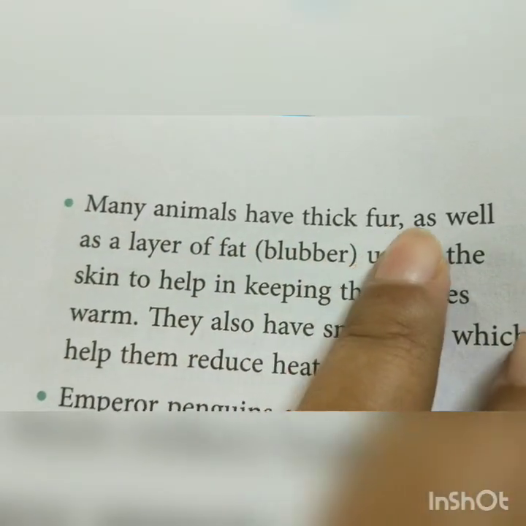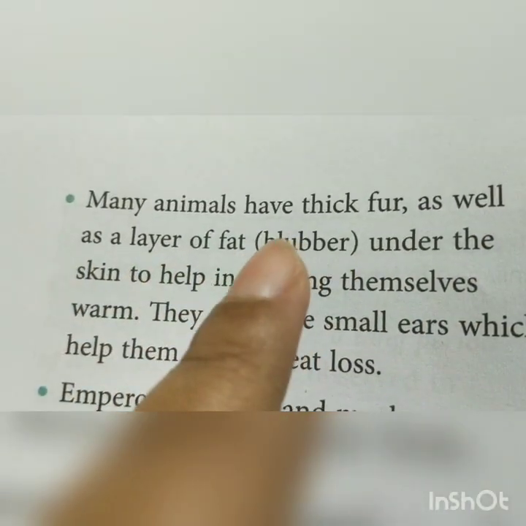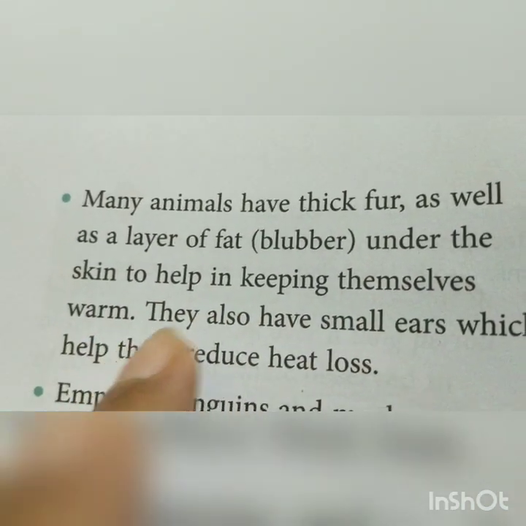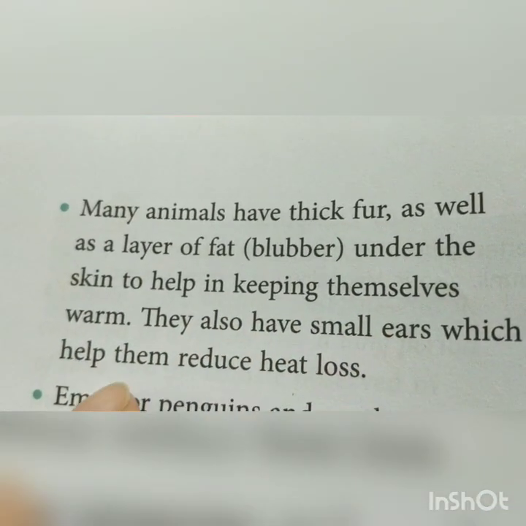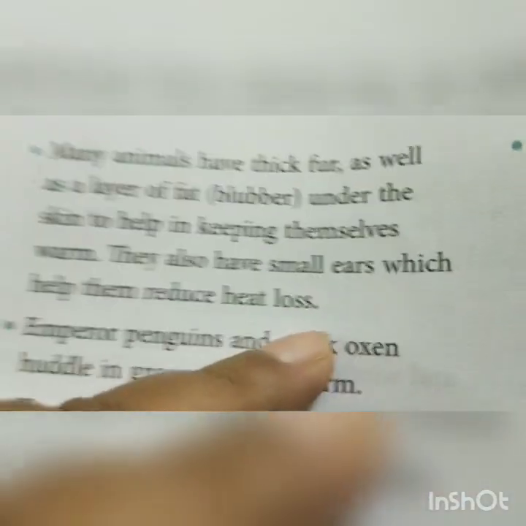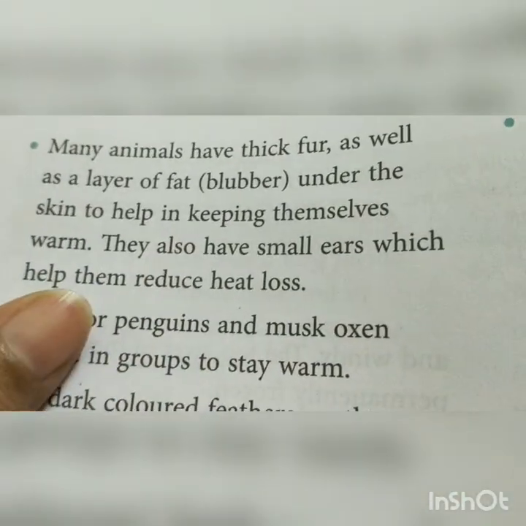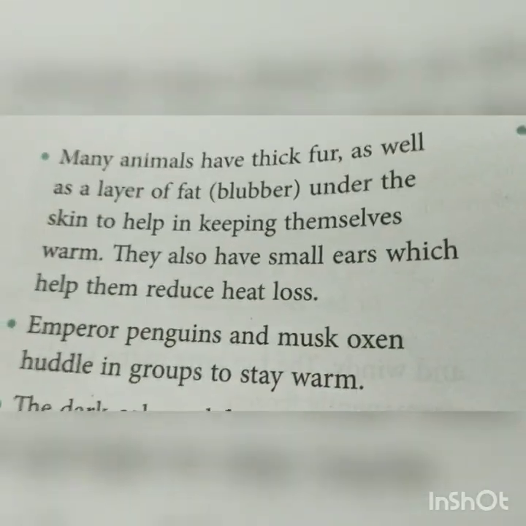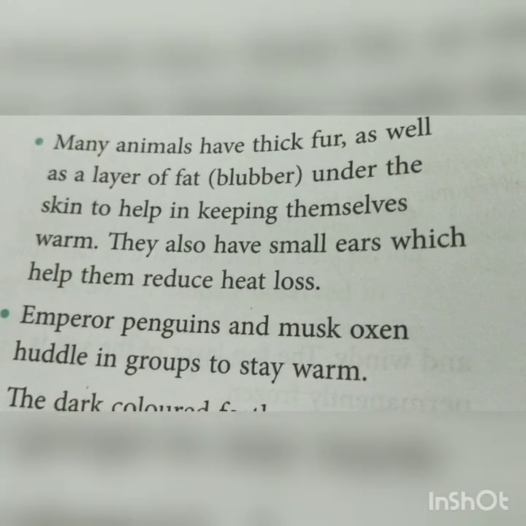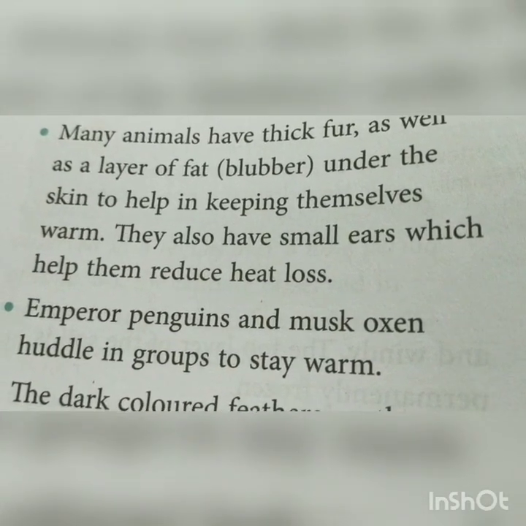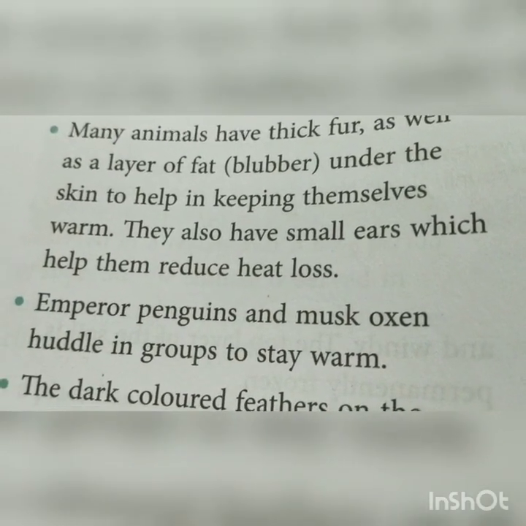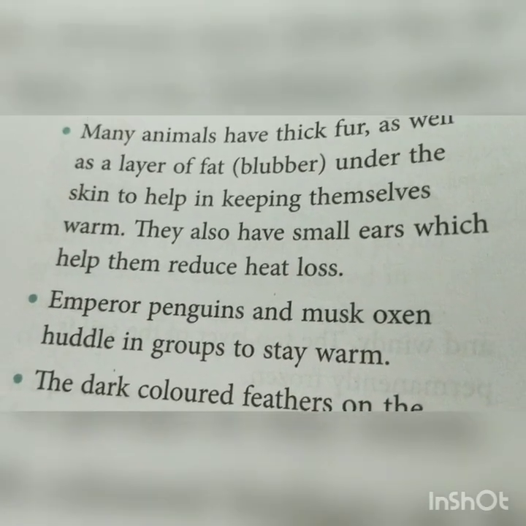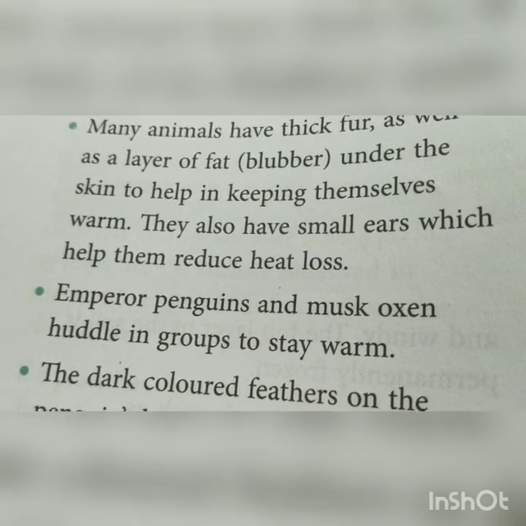Many animals have thick fur as well as a layer of fat, blubber, under the skin to help keep themselves warm. They also have small ears, which help reduce heat loss. So many animals in those particular regions have what? Very thick fur, as well as a layer of fat under their skin, and that layer of fat keeps them warm, and they have very small ears that reduce heat loss.